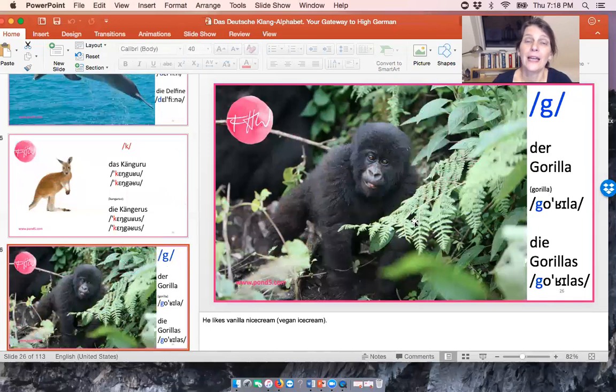Okay, here we have the gorilla. And it's almost the same, but in English you have a schwa here, and then you have a different type of R. And in German you say Gorilla. You have the same stress pattern actually, but you have a different vowel quality and a different R. So gorilla, der Gorilla, der Gorilla und die Gorillas.